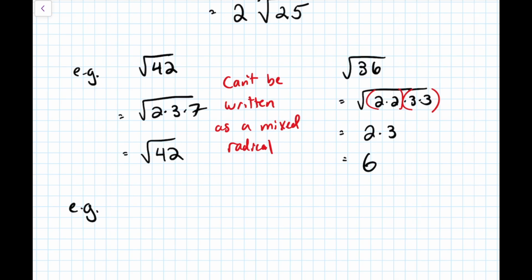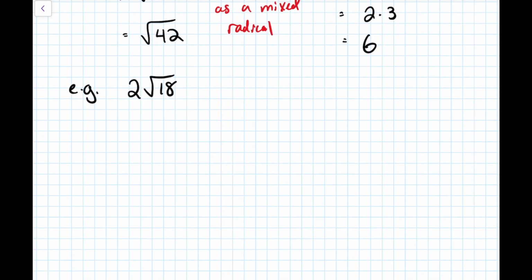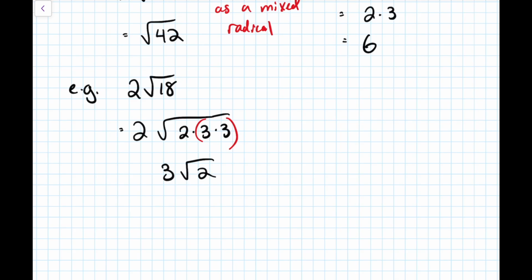And then one more. If we had something like, say, 2 root 18. If you look at this, this is a mixed radical already. But I want to try to get it into the simplest possible mixed radical. So we can still take some more stuff out of that root 18. If we break this down, the 18 is going to become 2 times 3 times 3. And we can make a pair of 3s. So let's ignore that 2 for a second, the one that we already had on the outside. So the root is just going to be now 3 root 2, right?